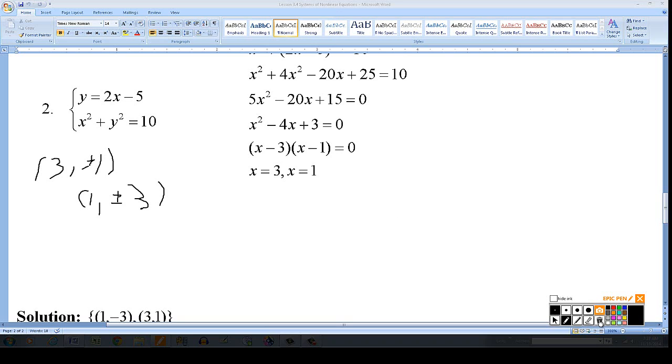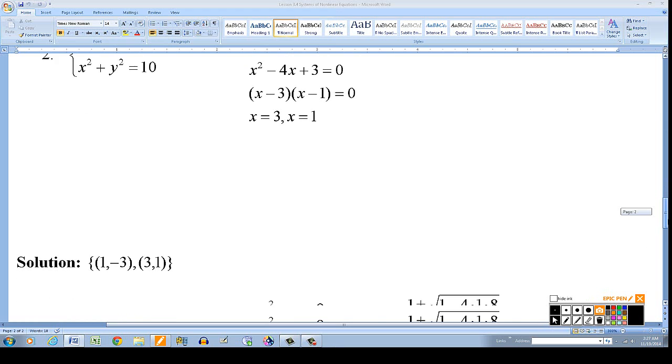Okay, so the only solutions that I have for this one then are 1, negative 3 and 3, 1. Those are the ordered pairs.